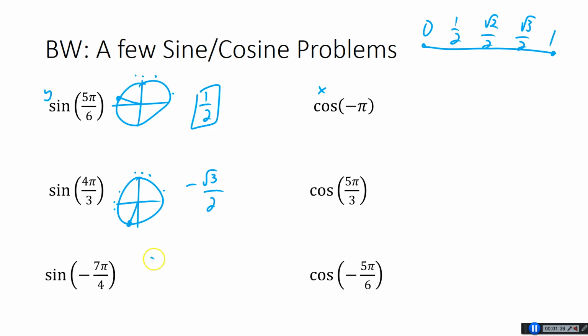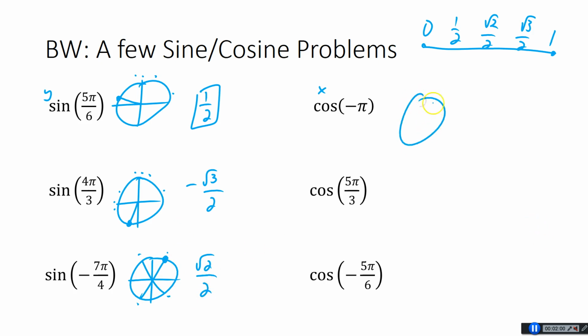Sine of negative 7 pi over 4. Negative, remember, is going to go down. The pi over 4s, those are the x values, so I'm going to write the x in there. So we have 1, 3, 5, 7. I started by going down because it's negative. So negative 7 pi over 4 is right there. Sine is therefore above the x-axis. That's going to be a positive root 2 over 2.